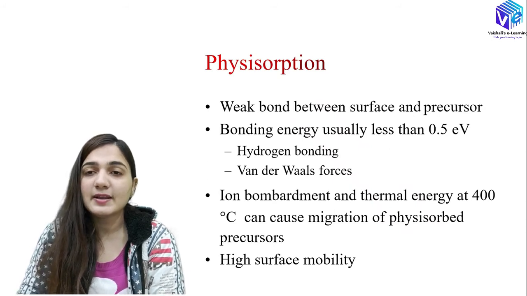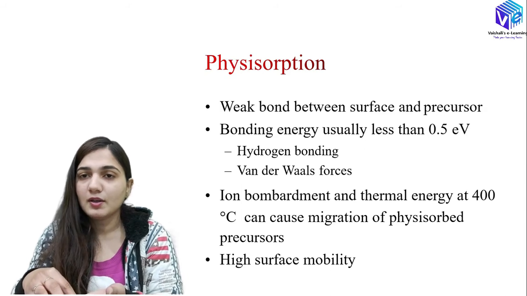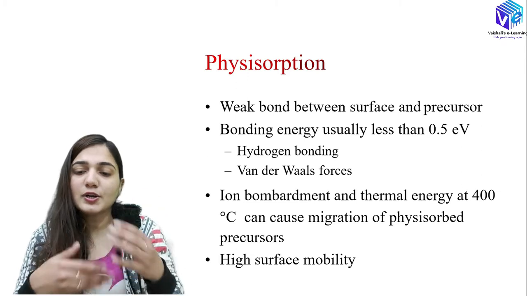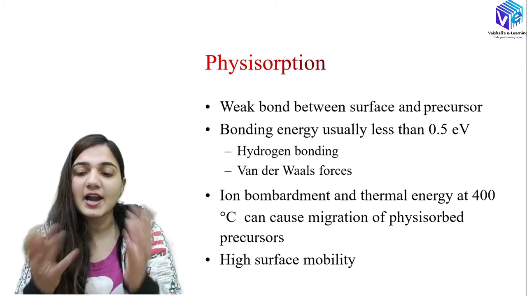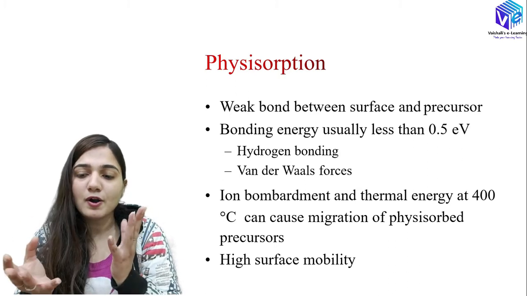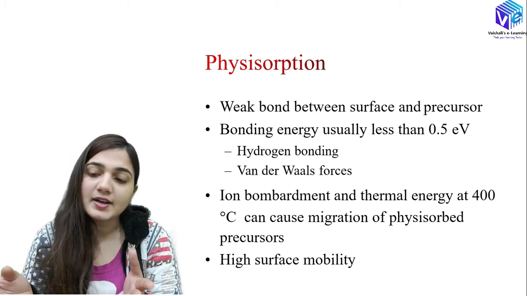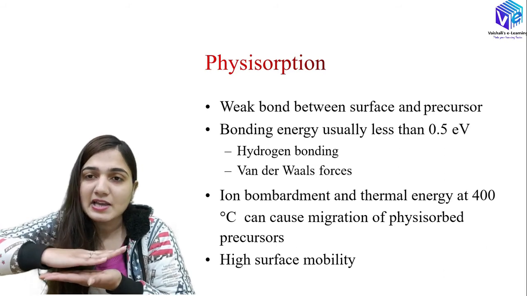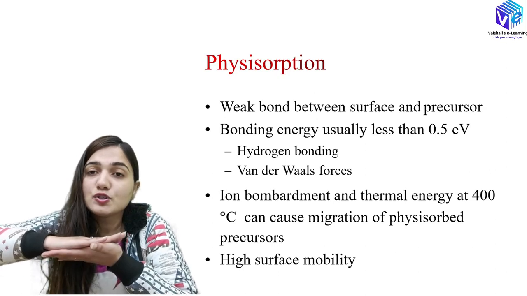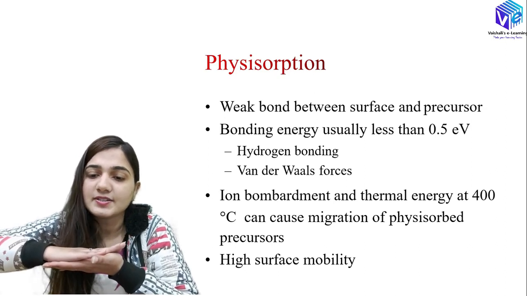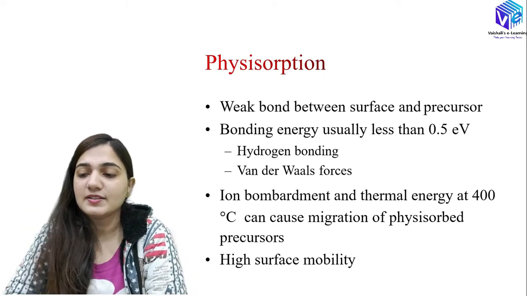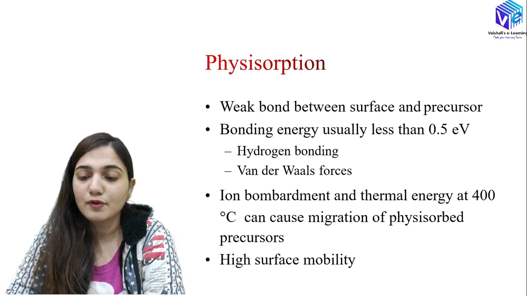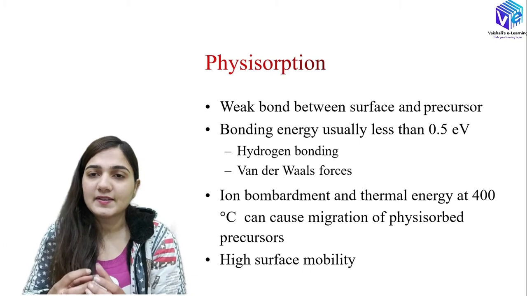As the name suggests, it is physical adsorption. We are not forming any chemical bond between the precursor and the substrate. We have some weak bonds, like hydrogen bonds or van der Waals forces, between the surface and the precursor. So they are very lightly attached to each other. In chemisorption, we have a strong bond between the surface and the precursors. Here the bonding energy is usually less than 0.5 electron volt, and hydrogen bonding or van der Waals forces attach the precursor and the surface.